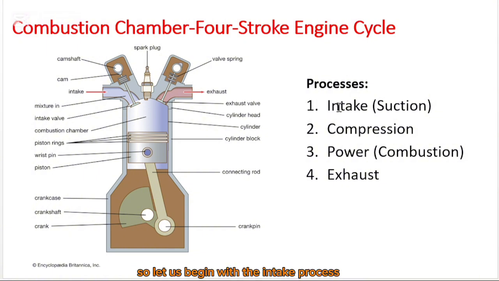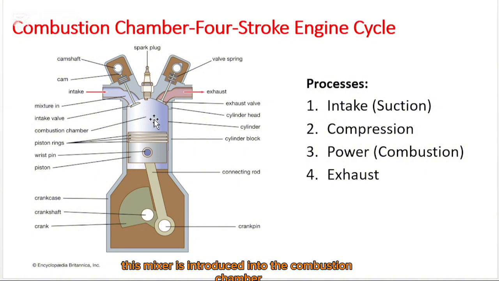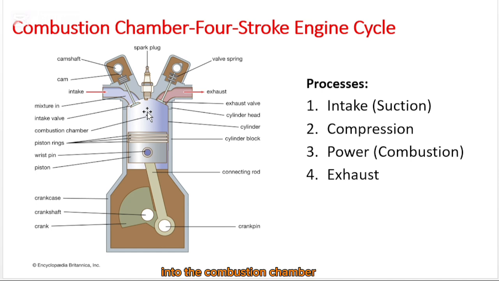Okay, so let us begin with the intake process. Intake happens through this intake pipe. First of all, the suction of air plus gasoline in the ratio of around 15 to 1 takes place. This mixture is introduced into the combustion chamber. This valve opens and the mixture is introduced into the combustion chamber. How does that happen? That happens when this piston goes down.